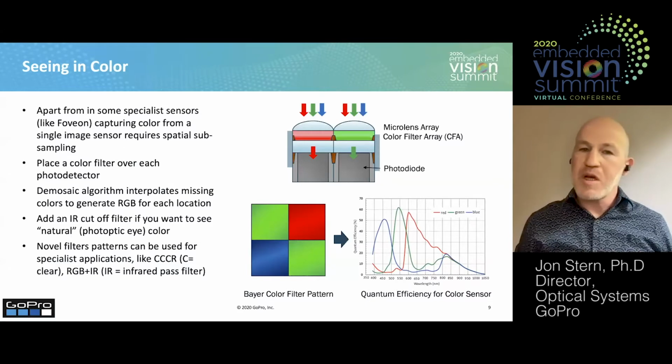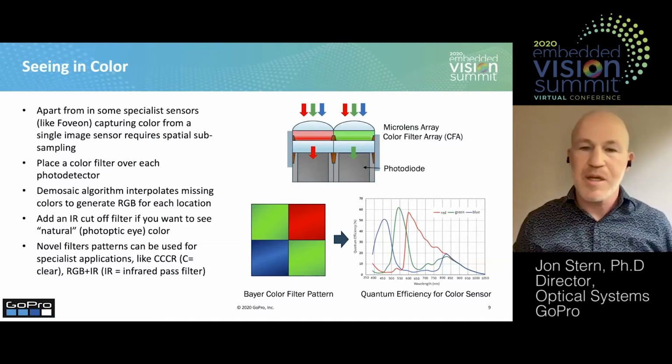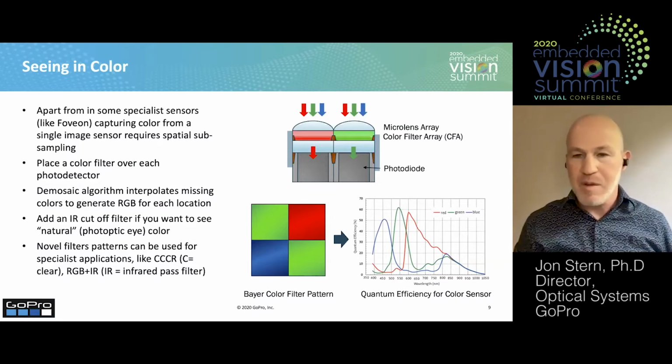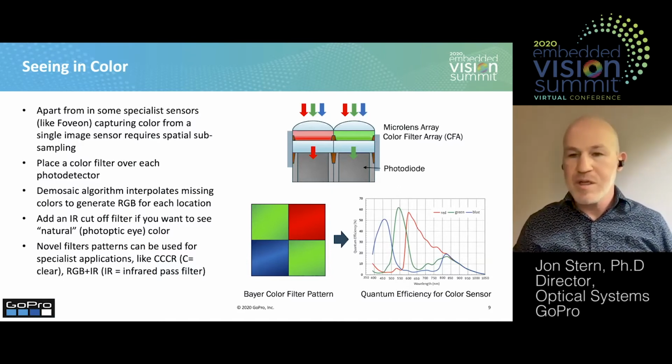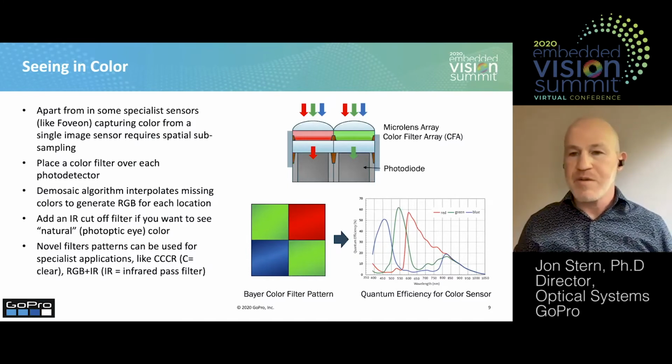So apart from some specialist sensors, like those from Foveon, capturing color from a single image sensor requires spatial subsampling. So we place a color filter over each photodetector, and the diagram on the upper right shows a cross-section for a couple of pixels. You have photodiodes, and build up on top of those. In this example, you have a red color filter material, a green color filter material, and this forms what's called the color filter array. On top of the CFA, we have micro lenses which help focus the light so we can collect more light in the photodiode.